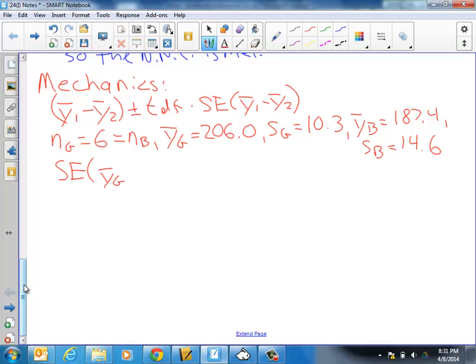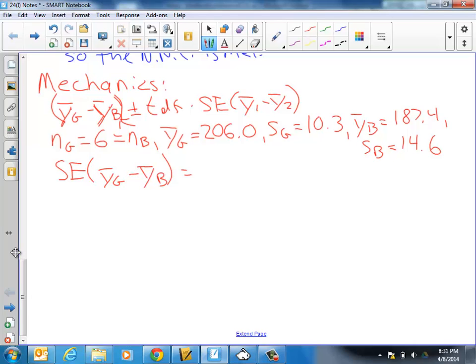Y bar sub g minus y bar sub b, generics minus brand name, we're building the confidence interval such that it is generic minus brand name. So if this difference comes out to be positive for our confidence interval, then the generics are outperforming, according to our samples, the brand name. If this difference for the confidence interval comes out to be negative, then the brand name is outperforming the generic batteries.